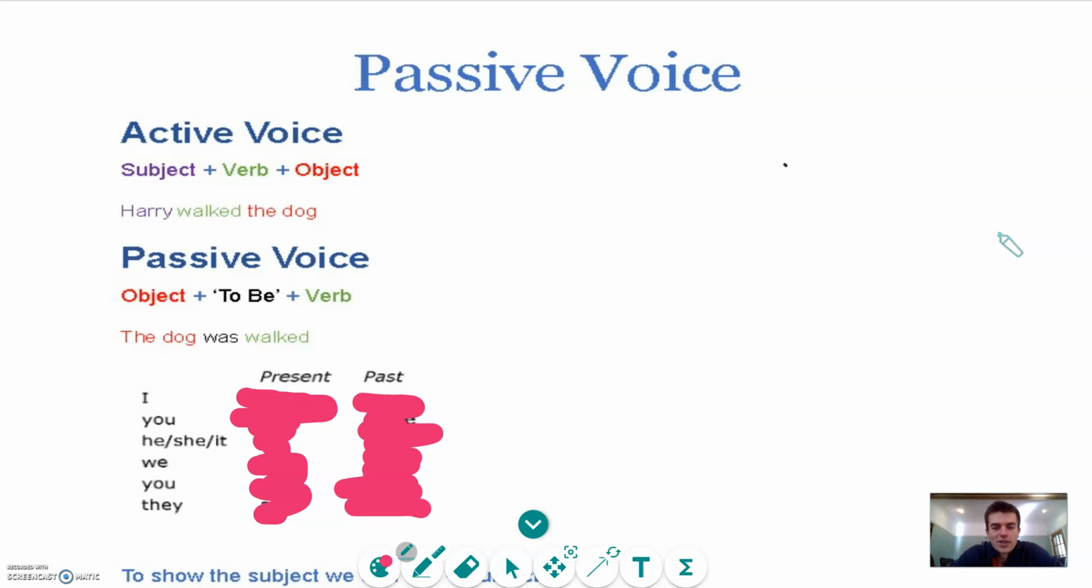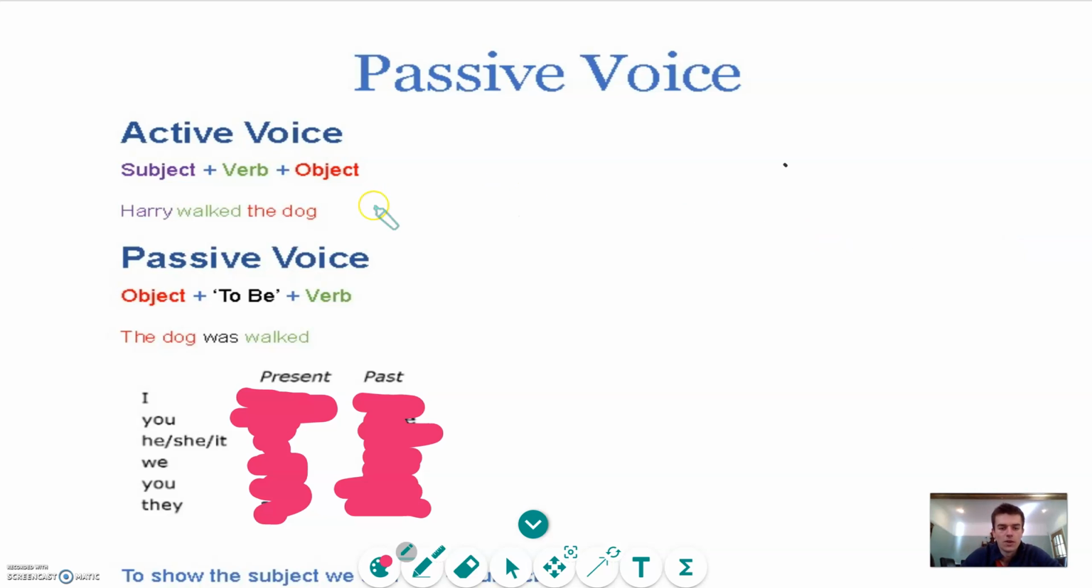So, in order to understand the passive voice and what it is exactly, it's probably best to take a step back and go over the active voice. Now, the active voice might not be something you've heard of before, but it's what we're used to using when we speak in English, and it's just a regular construction of a sentence.